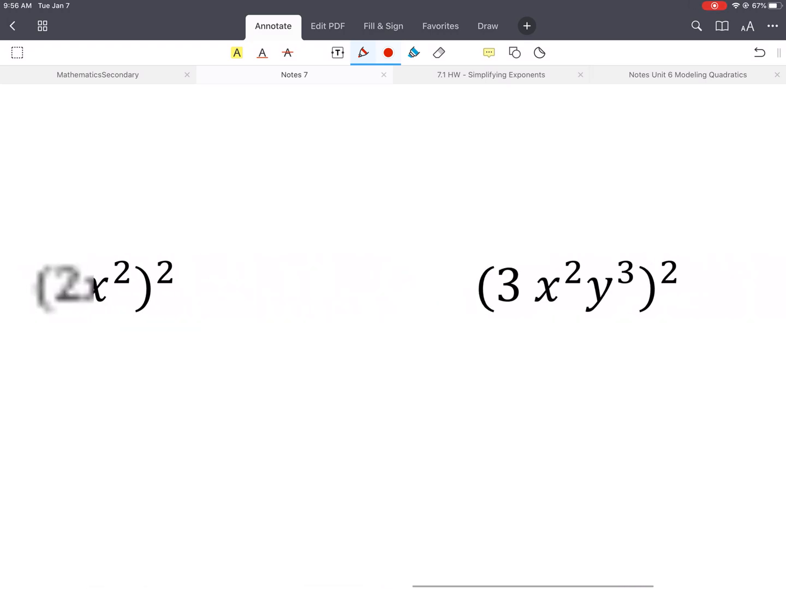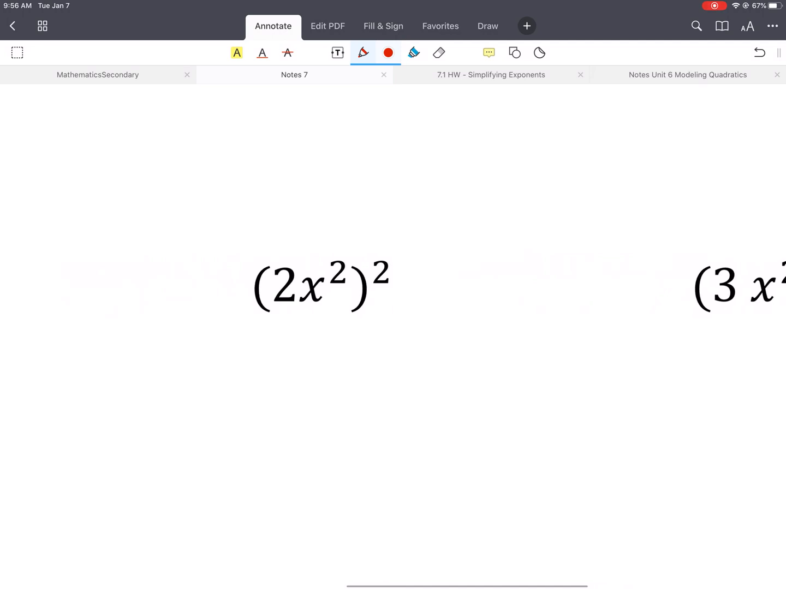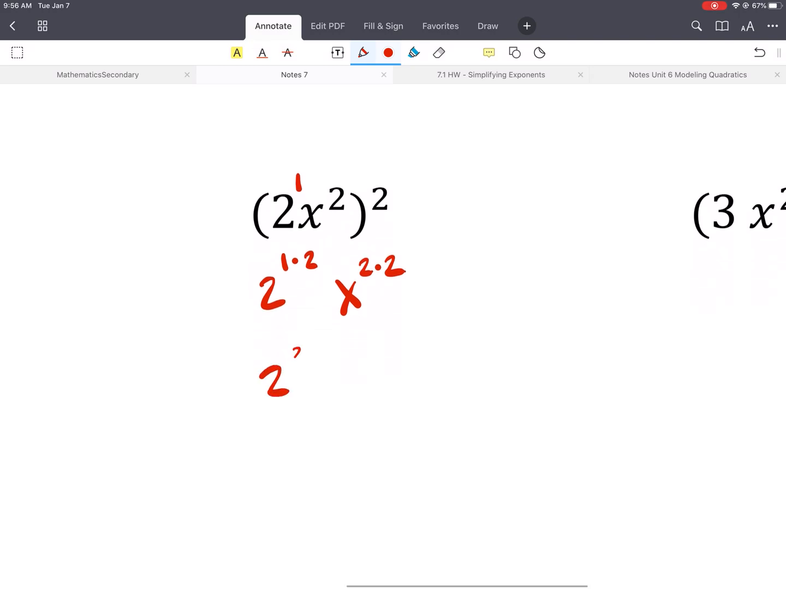Okay, and here's a power inside of a power. So remember, what we're going to do is multiply their exponents. You could say that there's an exponent on the 2, if that helps. So you could do 2 to the 1 times 2, and you could do x to the 2 times 2. It ends up giving us 2 squared and x to the 4th. Well, that's just 4x to the 4th.